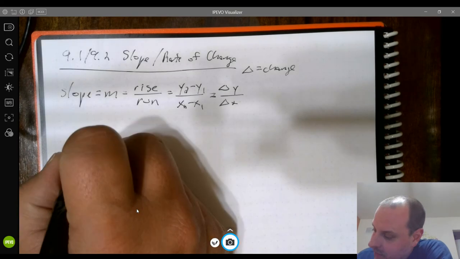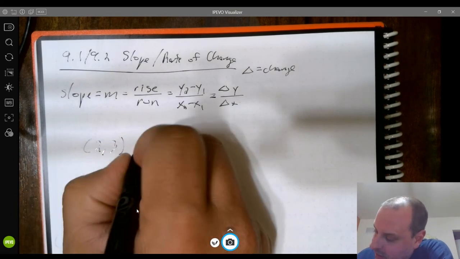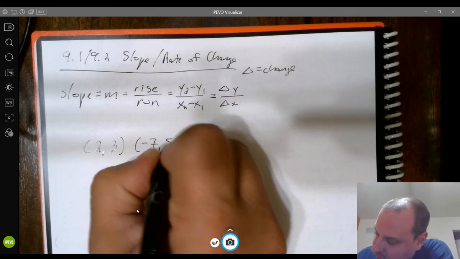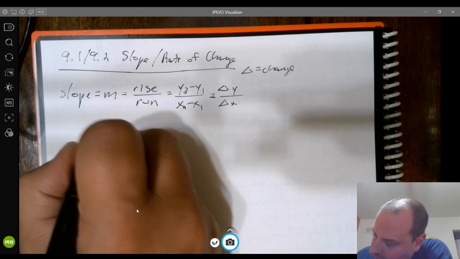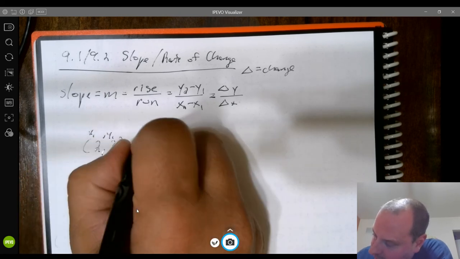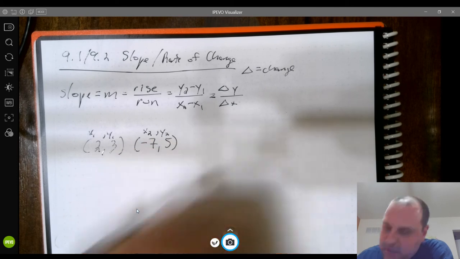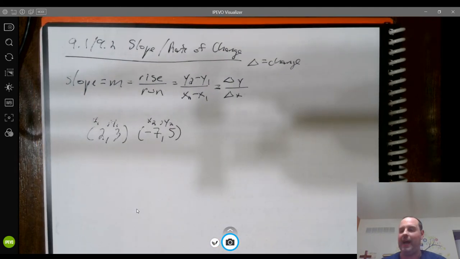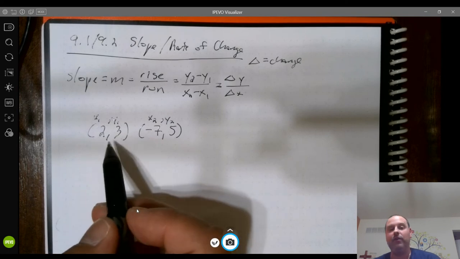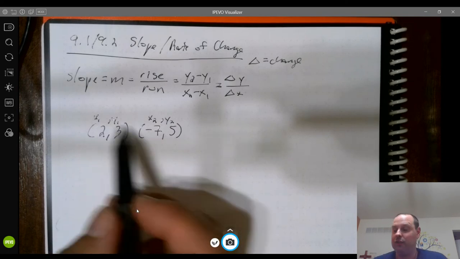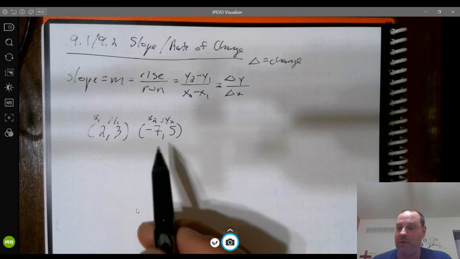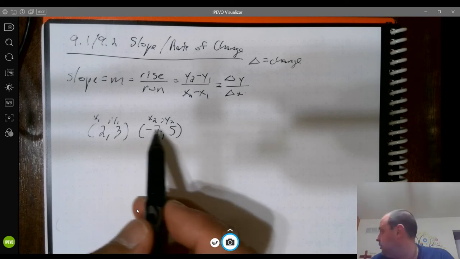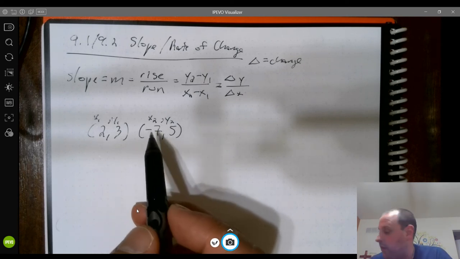So if I were given 2 points like (2, 3) and (-7, 5), now, you can label these if you want. This is where the x1, y1, and x2, y2 come in. They're just placeholders. Okay, x and y, in a coordinate, you have an x, then a y. These are both 1 means it's from the same coordinate, x and y. The 2 means that it's from the same coordinate.